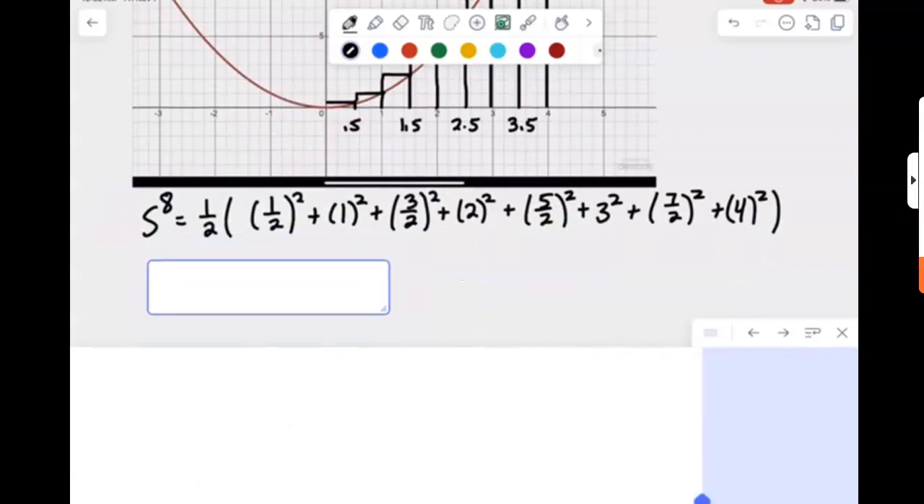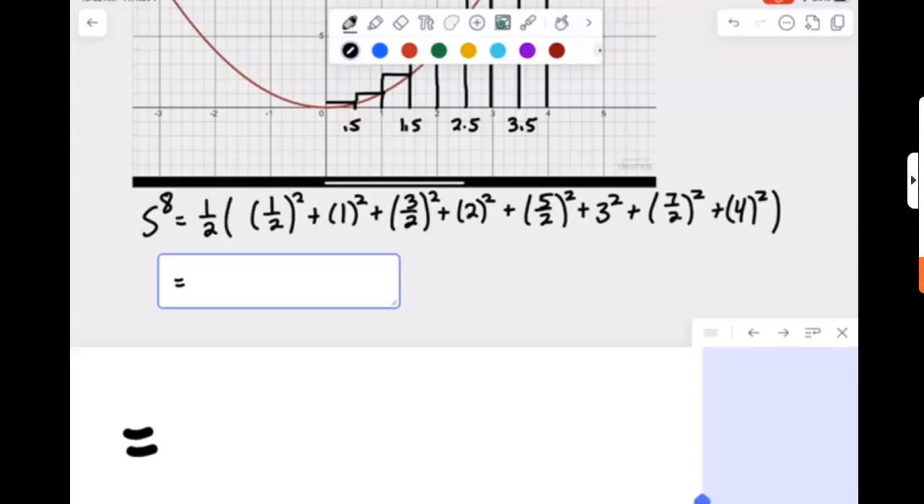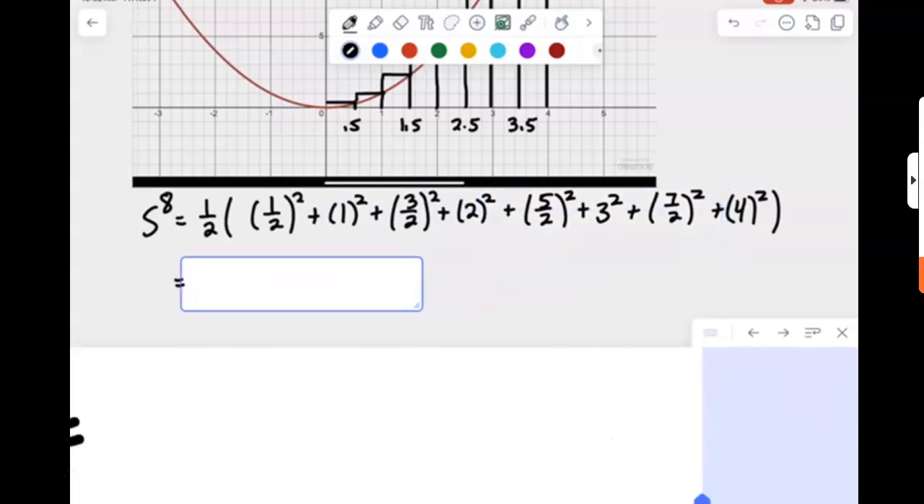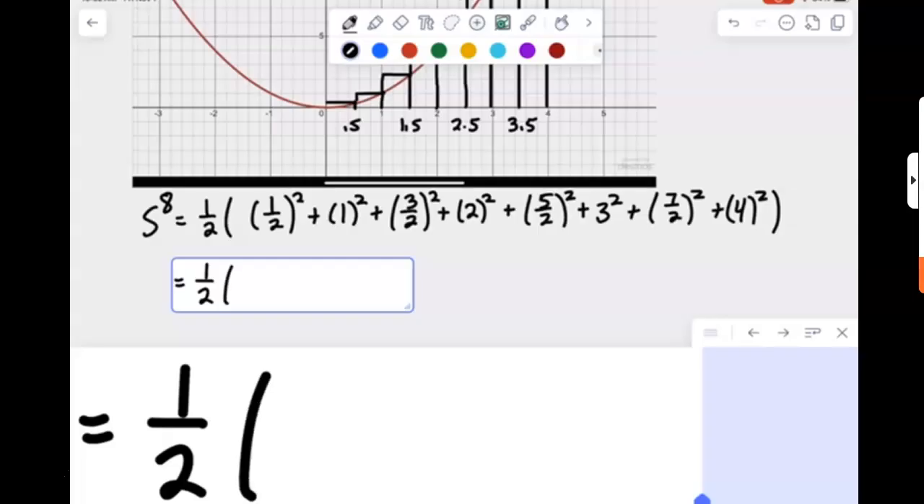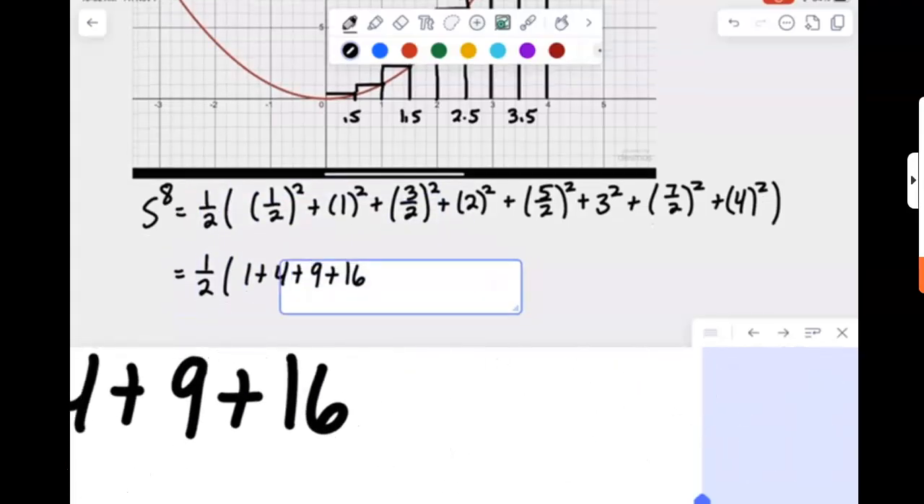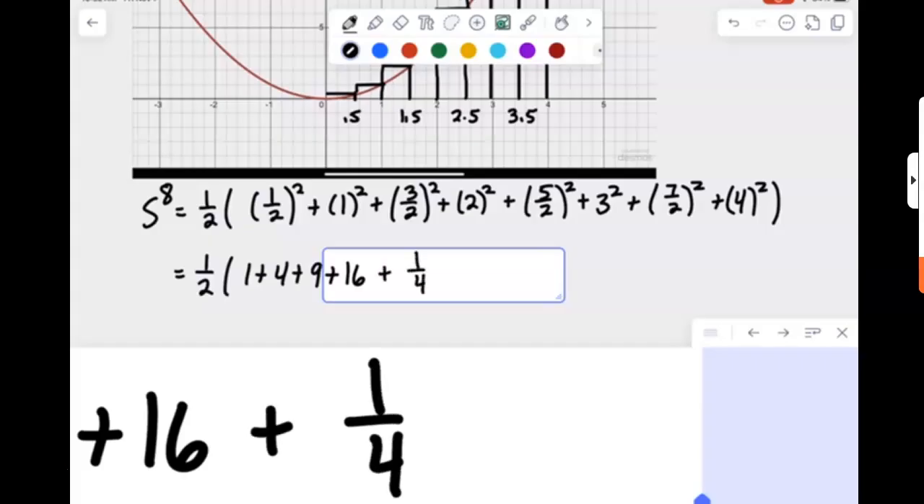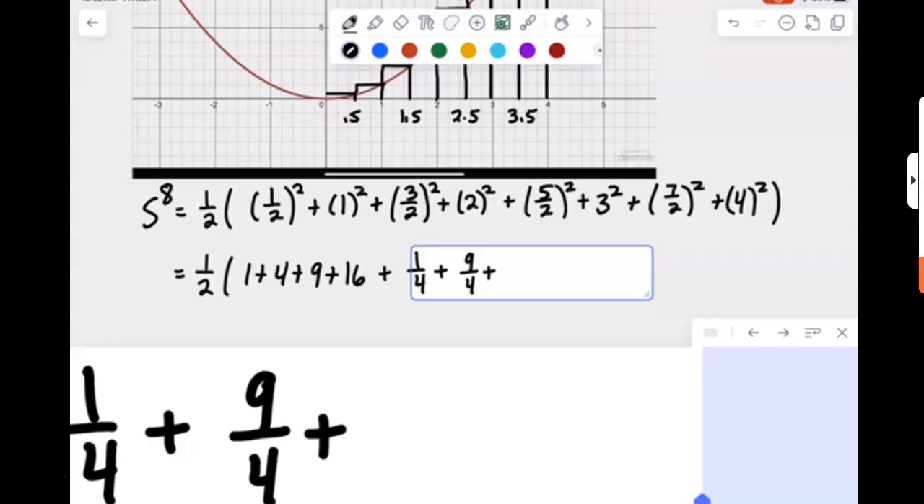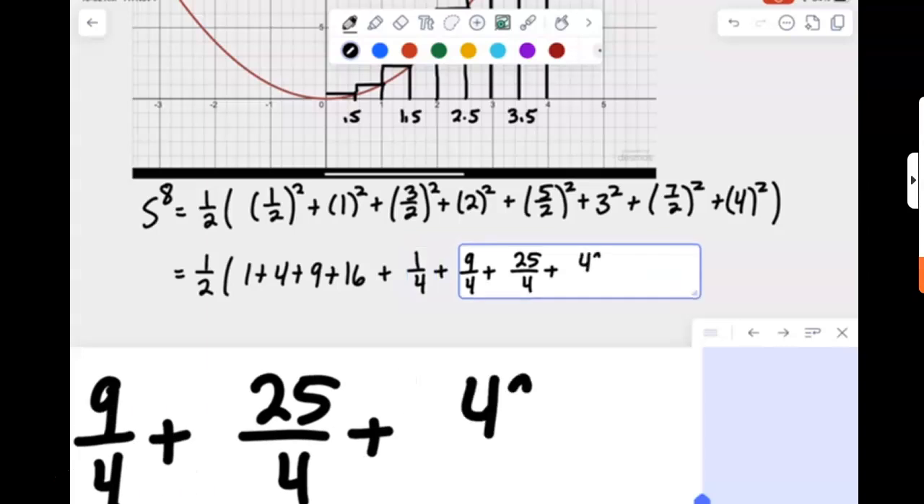Okay, and then we just want to simplify that. So I'm actually going to group this 2 ways. I'm going to take all my whole number ones, my 1, my 2, my 3, and my 4. I'm going to put all those together in front. So I still have my 1/2 out here. I'm going to have 1 plus 4 plus 9 plus 16. And then I'm going to do my fractions. 1/2 squared is 1/4. Plus 3/2 squared would be 9/4, plus 5/2 would be 25/4, plus 7/2 would be 49/4.